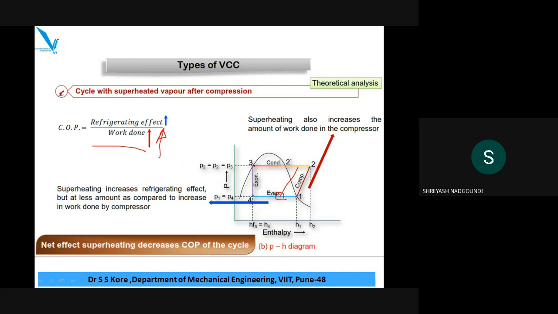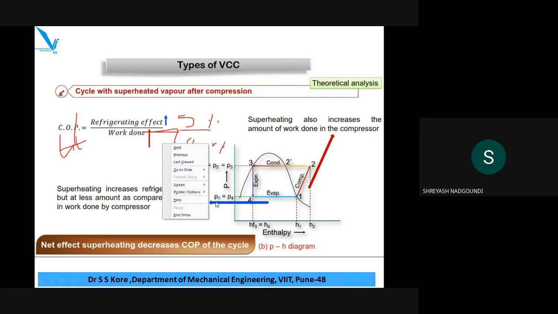Compressor work is also increasing, and we are also getting a higher refrigerating effect. But overall, if you observe, there is no change in the COP. The net effect of superheating may be a decrease in COP, because with superheating the compressor work is going to increase, and that may not be compensated by the increase in the refrigerating effect. Suppose we get a 5% increment in the RE, then there may be a 10% increment in the work done. So the overall effect is to decrease the COP.